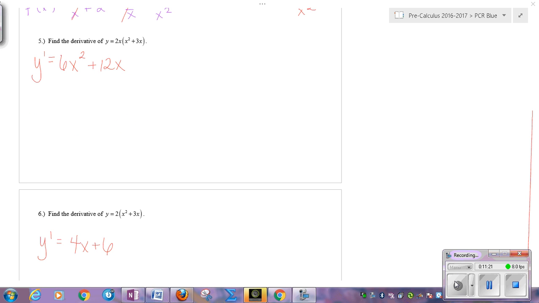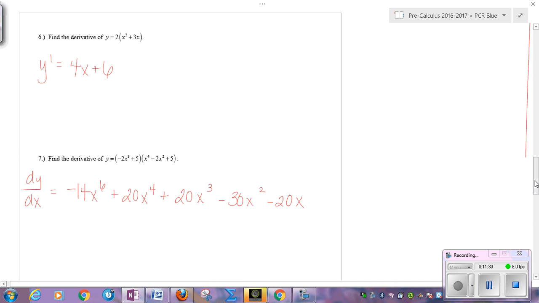Okay, so here's all the answers for 5, 6, and 7. Okay, so 5, the derivative is 6x squared plus 12x. 6, your derivative is 4x plus 6. And then 7 is that beauty right there.